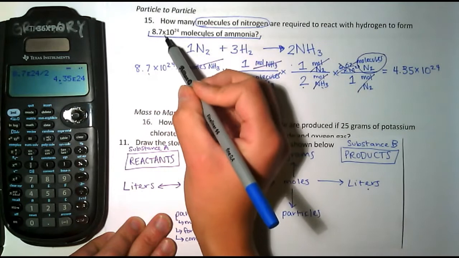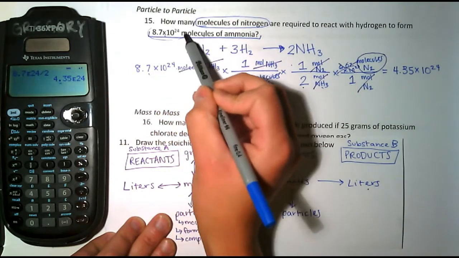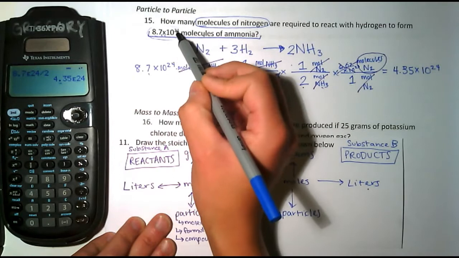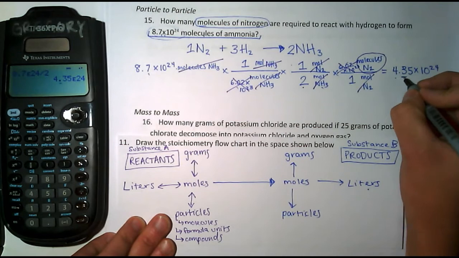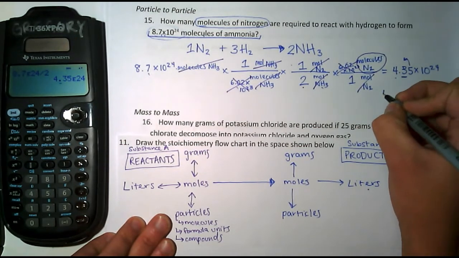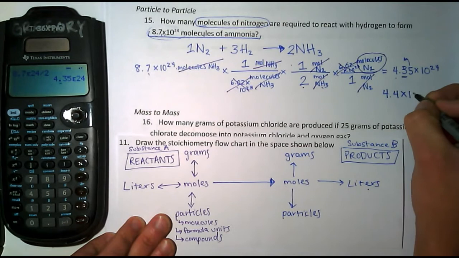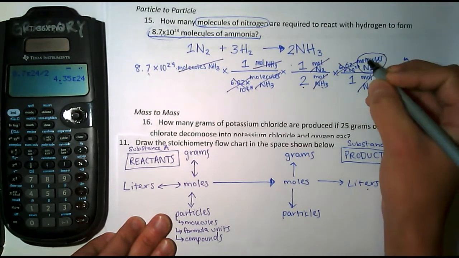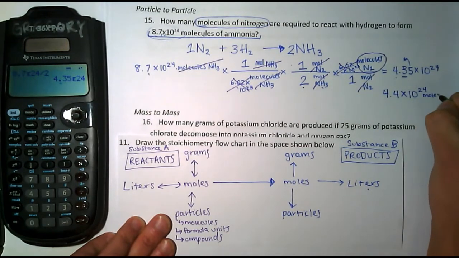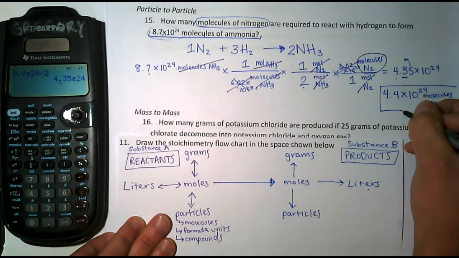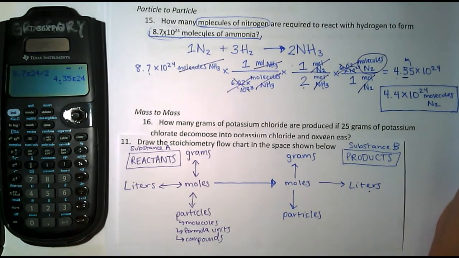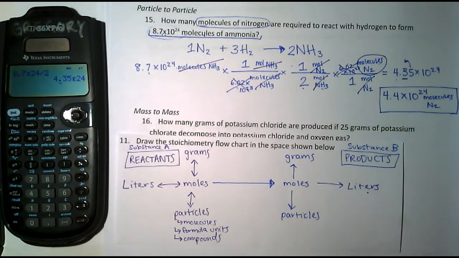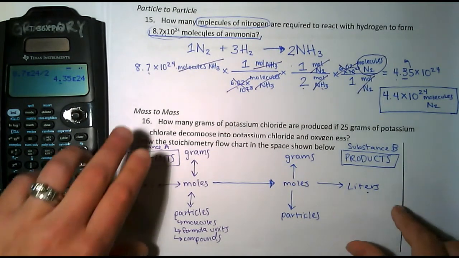And this does not have correct significant figures, because this answer here has 2 sig figs. This given value has 2 sig figs. My answer has 3, so I need to round. So I'm going to round, this 5 is going to make the 3 round up to a 4. So it's 4.4 times 10 to the 24th. And my units are molecules of N2. You do have to be very careful of significant figures in this unit, because it's important that our answers are not more precise than the values we were given originally.